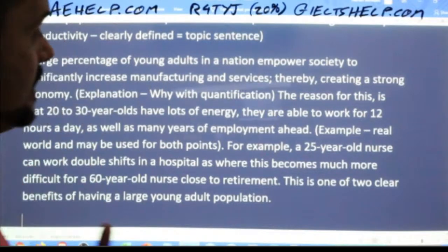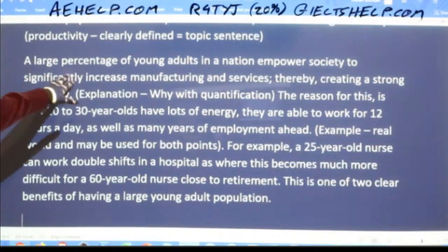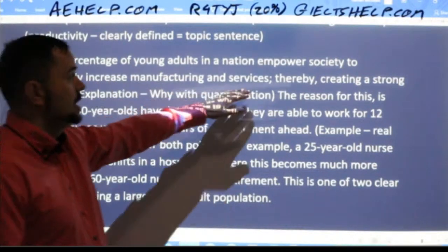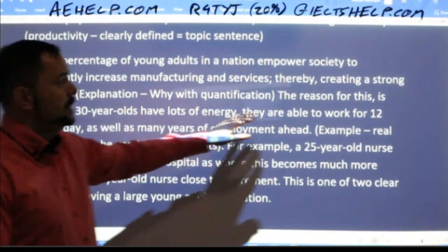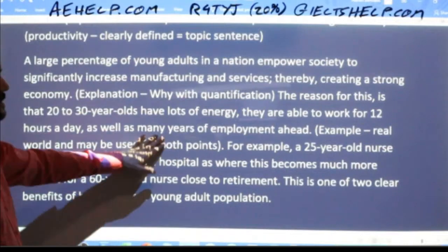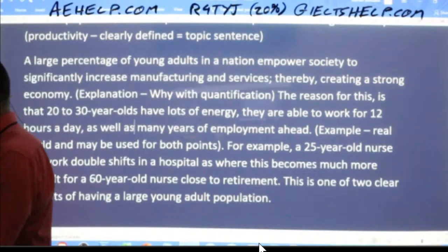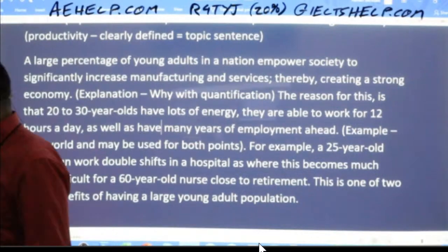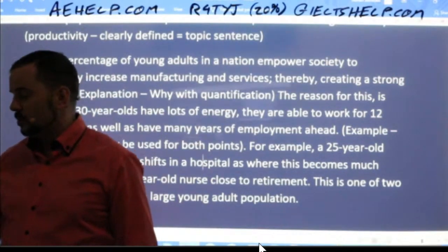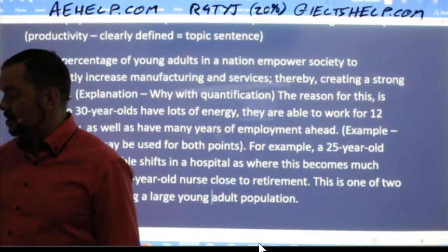Let's read it through. And then we're going to repeat the same concepts, the same steps for the second body paragraph. Okay, so here we go. A large percentage of young adults in a nation empower society, significantly increasing manufacturing and services, thereby creating a strong economy. The reason for this is that 20 to 30 year olds have lots of energy. They are able to work for 12 hours a day, as well as have many years of employment ahead. Whenever you see missing words, make sure to put them in there. For example, a 25-year-old nurse can work double shifts in a hospital, whereas this becomes much more difficult for a 60-year-old nurse close to retirement. This is one of two clear benefits of having a large young adult population.